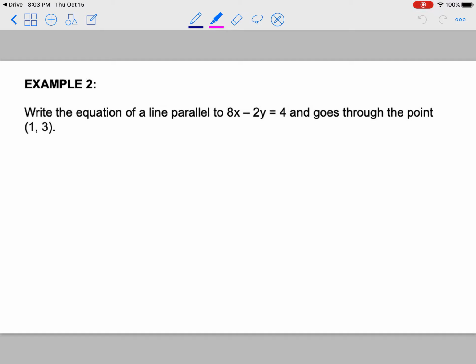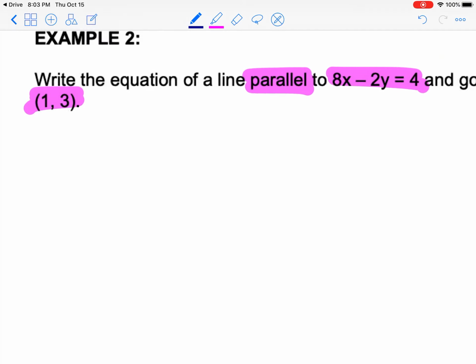All right, example 2. A couple of things to point out as you're reading through these questions is we're writing a new equation of a line that is parallel to this equation and goes through point 1, 3. So a couple of things that you need in order to write a new equation. You need to have the correct slope and you need to have a point. Well, we have the point. We need to take the equation 8x minus 2y equals 4, solve for y to get a slope.